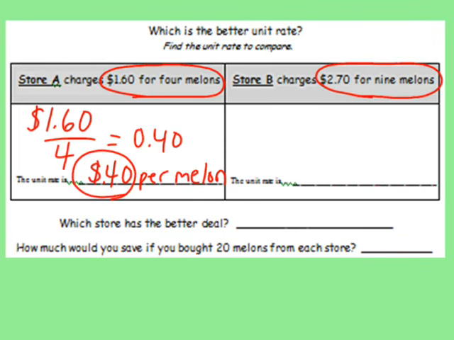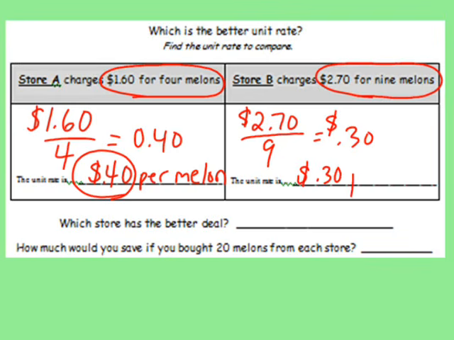And again, there's that money being listed first. Store B, for $2.70, you can get 9 melons. Let's see if that's a better deal. Well, $2.70 divided by 9 is actually 30 cents. So the unit rate would be 30 cents per melon. So which store has the better deal? You're going to spend 40 cents per melon at this store and 30 cents per melon at this store. So you would save some money by going to Store B. Store B has the better unit price.